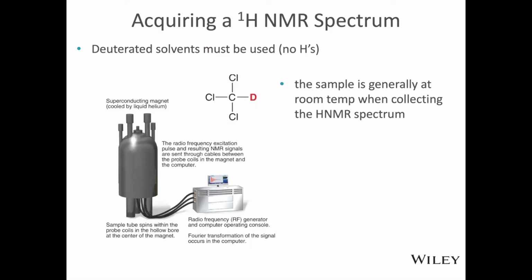Remember, we're looking at protons. We're looking at where protons are, what carbons they're on, how they're connected. So if our solvent, in which we put just a couple drops or a couple crystals of our sample, had hydrogens on it, it would completely blow out our signal. And so we're going to use deuterated solvents in all cases for proton NMR. And this is a schematic of an NMR instrument. If you remember, it looks similar to the 300 megahertz one that we have for research.